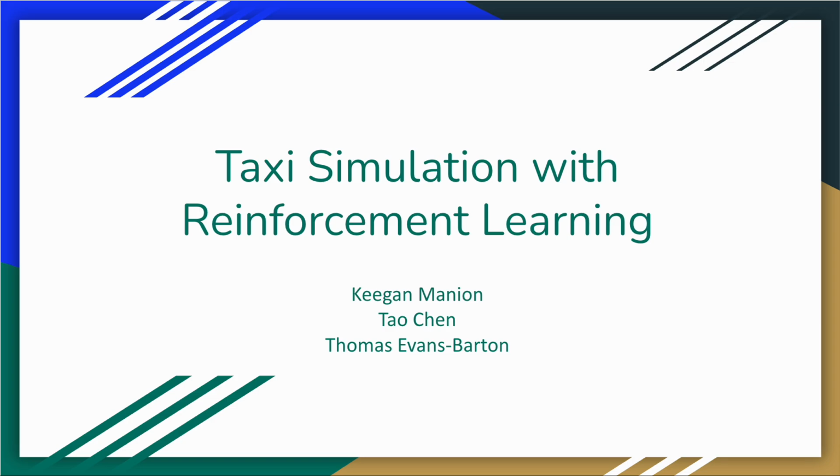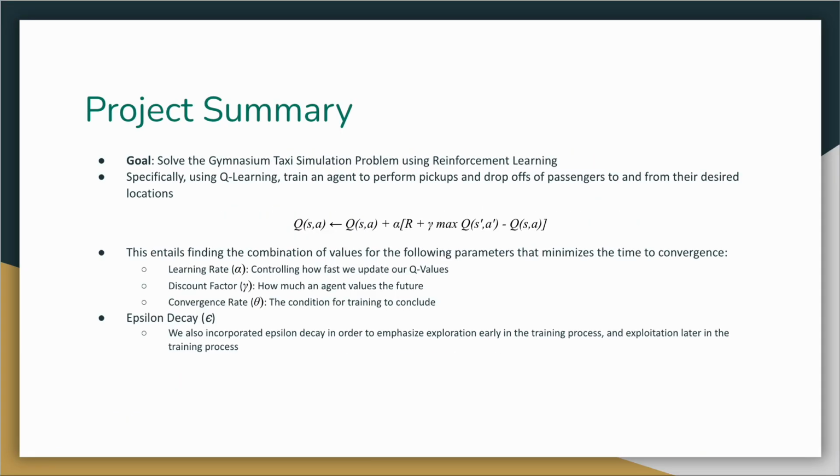This is our final project for CS271. For this project, Keegan, Tao, and myself did the gymnasium taxi simulation problem with reinforcement learning. Our goal was to solve the gymnasium taxi simulation problem using reinforcement learning, as I said.